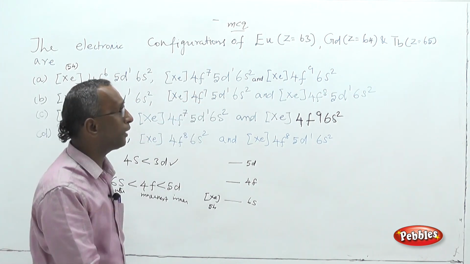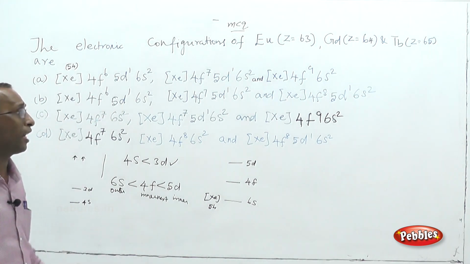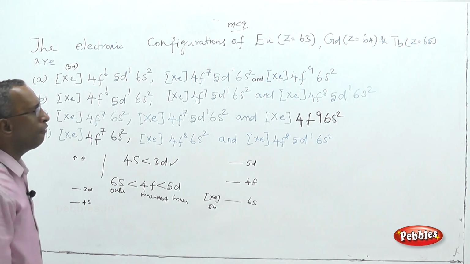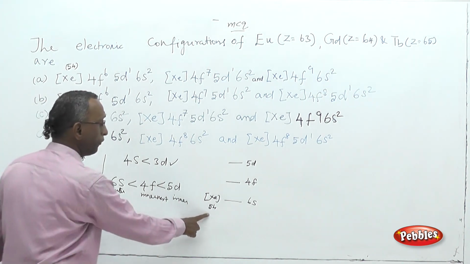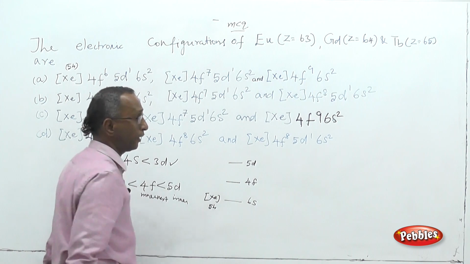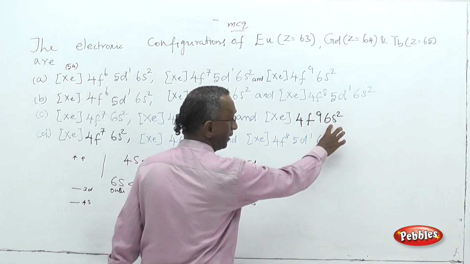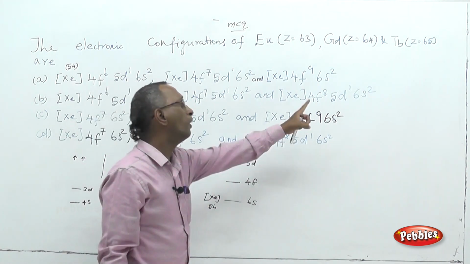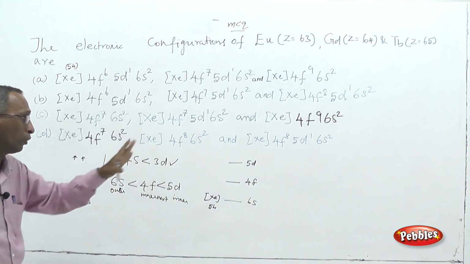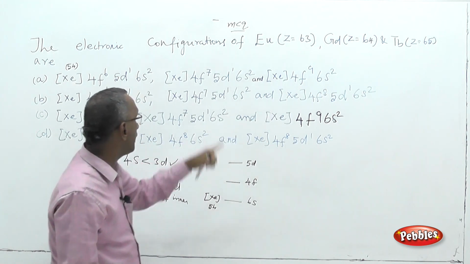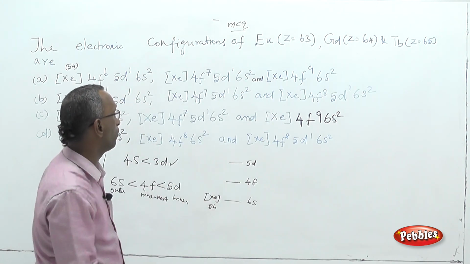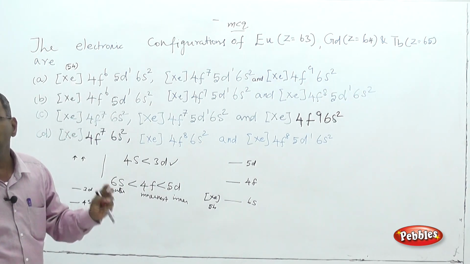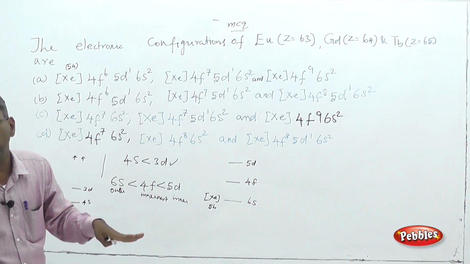Lastly, Tb, capital T, small b. Tb means terbium, T-E-R-B-I-U-M. Its atomic number is 65. So, 65 minus 54, 11 electrons are there. 6s has been filled. Then it comes to 4f9. Only when it comes to the 10th or 11th electron is the f orbital getting paired. Till then, the f orbital will not be getting paired.